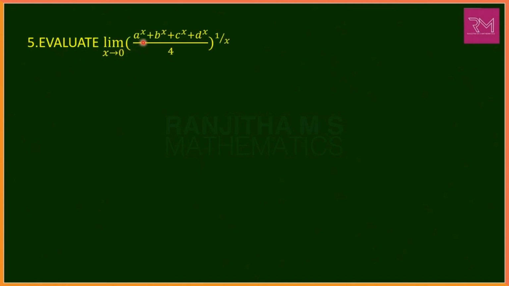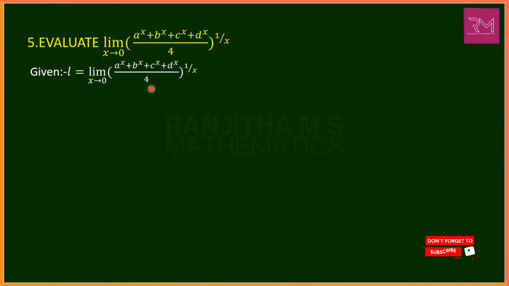Evaluate limit of a power x plus b power x plus c power x plus d power x divided by 4 whole power 1 by x as x tends to 0. Here first take the given problem. In the next step, substitute x value as 0 over here. We get L is equal to, here a power 0 plus b power 0 plus c power 0 plus d power 0 divided by 4 whole power 1 by 0.